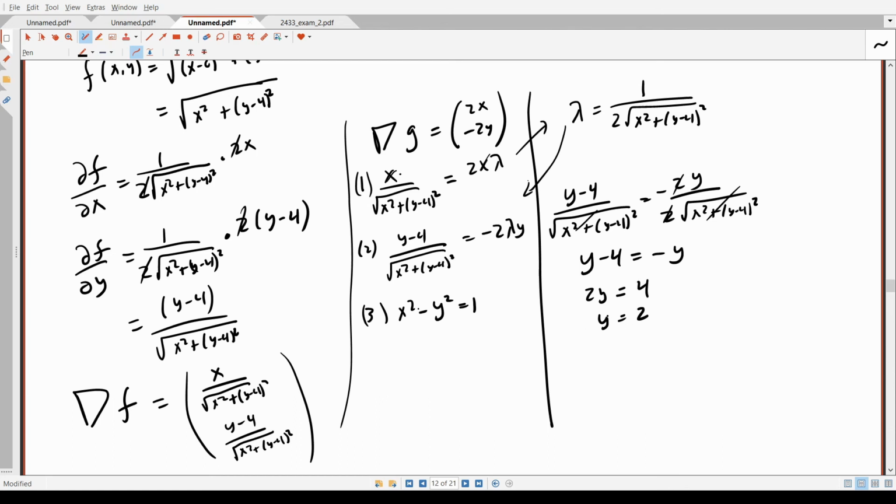So if I take this and I plug it into the constraint, okay, I take that and I plug it in here. This gives me x squared minus 4 equals 1, so x equals plus or minus square root 5. So that gives me the points root 5, 2, and minus root 5, 2.